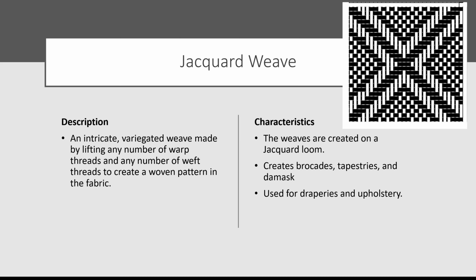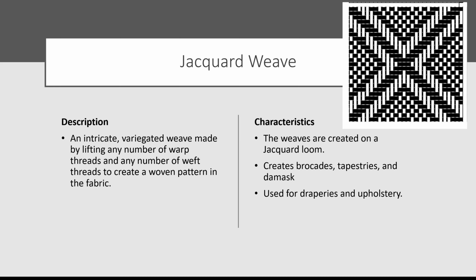Okay, then we have our next one, which is going to be a jacquard weave. This one I always remember because jacquard is a really fancy word, and this is a really fancy weave. It's an intricate, variegated weave made by lifting any number of warp threads and any number of weft threads to create a woven pattern in the fabric.